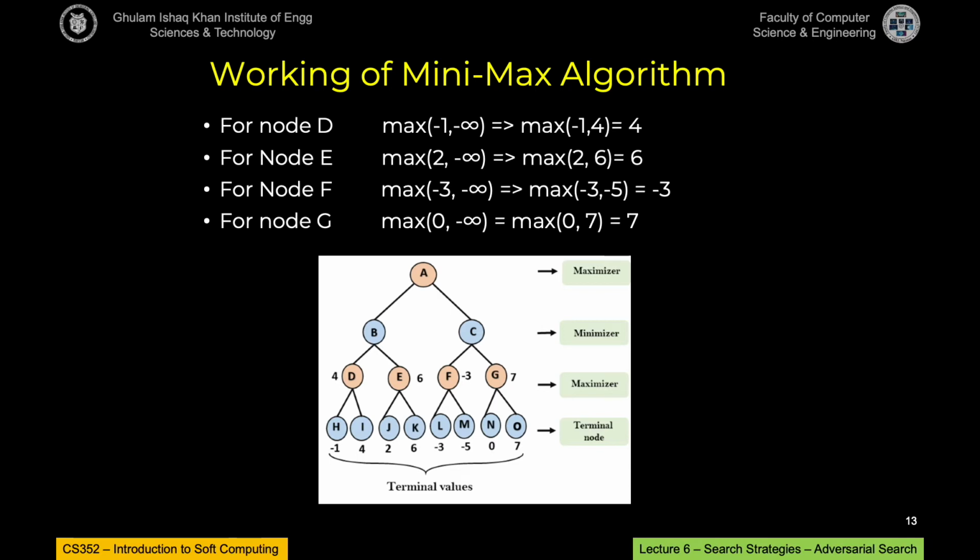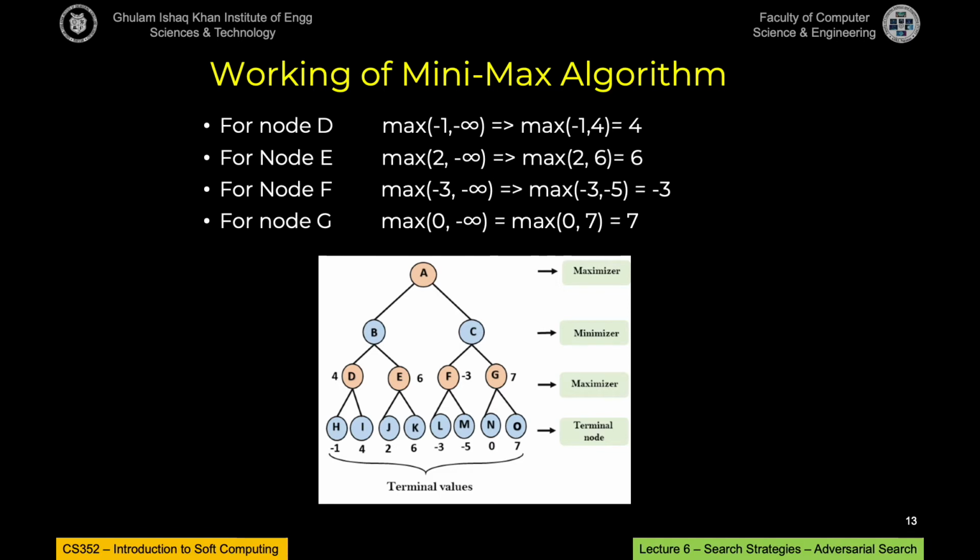Similarly for node E, first we'll compare the value of node J with -∞, and then whichever is higher we will compare that value with the value of node K, which is 6. So 2 and -∞, when you compare them, the value is 2. Then we compare 2 and 6, and the higher value is 6. So the answer for node E is 6.